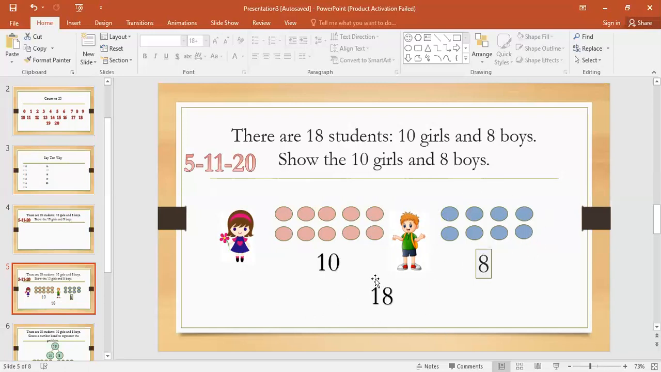Okay, so we have how many groups? 1, 2 groups for girls and boys. So go ahead and count with me how many girls we have.